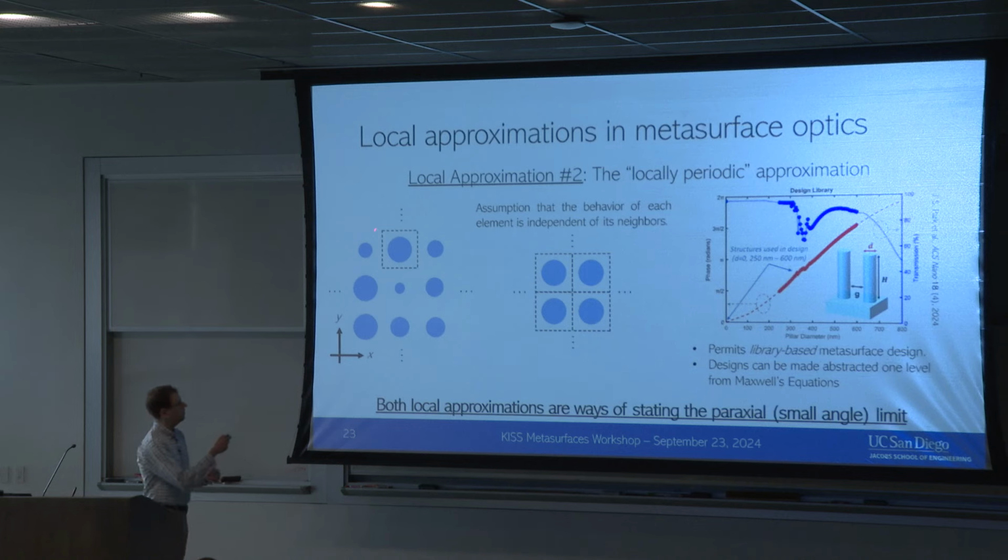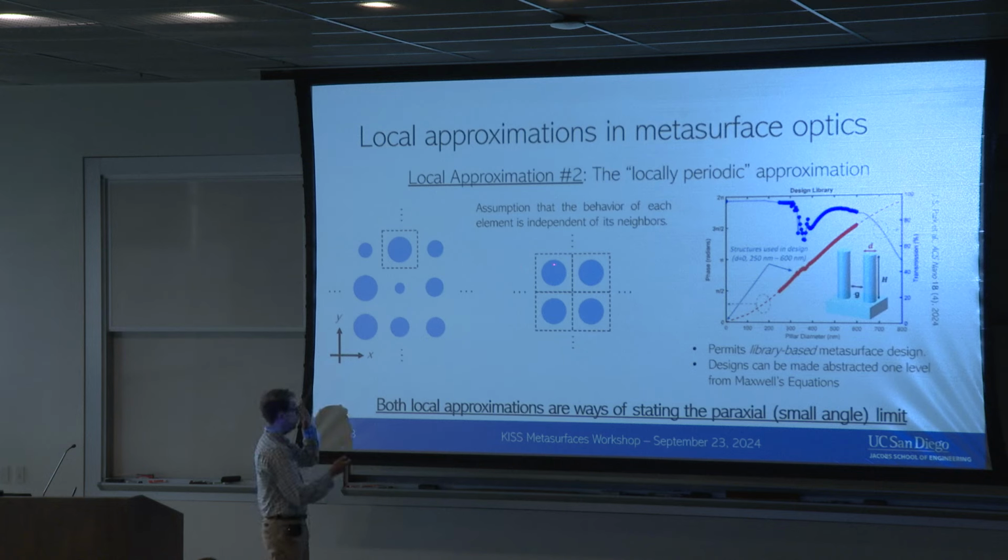So for instance, if we have a pretty typical looking section of a metasurface, anytime I change one of these, in general, we can't really assume anything. We would have to solve Maxwell's equations again. But the locally periodic approximation would be to say that this one is acting independently of its neighbors. The function of this one can be ascribed to this one and this one alone. And what that means is that we can assume that this one is behaving as if it were embedded in an infinite array of ones just like it.